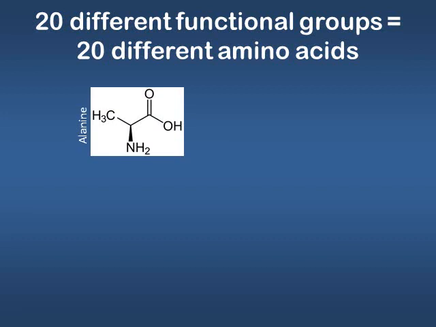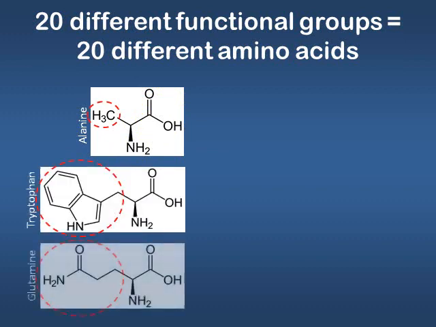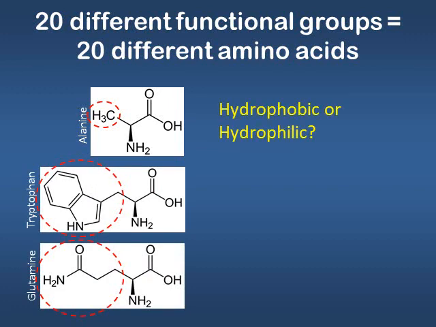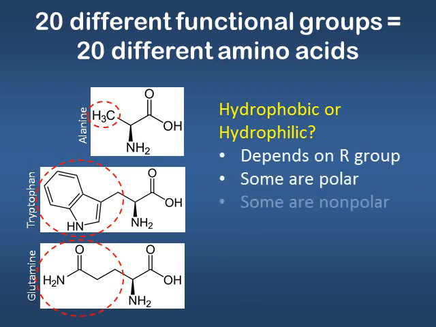So let's take a look at one of them, alanine. First, we notice the central carbon, the amino group, and the carboxyl group. So this CH3 group here is the R group that makes alanine, specifically alanine. And we compare it to tryptophan and glutamine, and we see their R groups are very different. And you may ask yourself, are proteins hydrophobic or are they hydrophilic? And that's going to depend on the identity of that R group. Some are polar, and some are nonpolar, and some even carry a charge. And those things are going to influence their interaction with water.